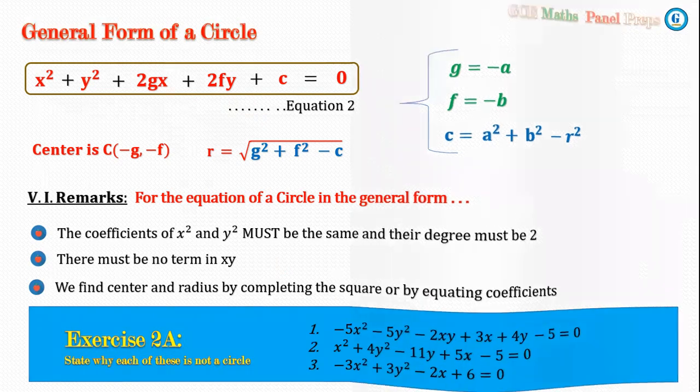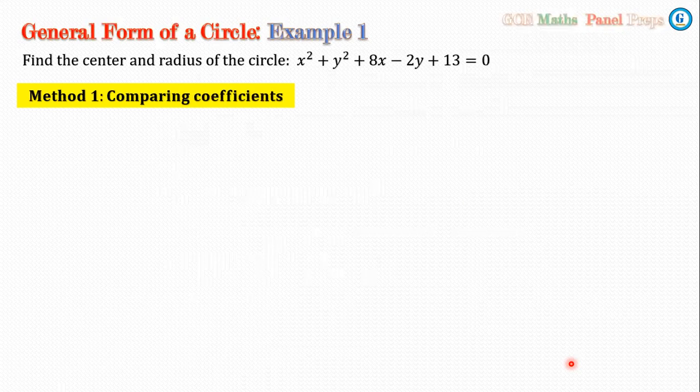Good. This brings us to the next part of the discussion. Let us look at some examples. Find the center and radius of a circle x squared plus y squared plus 8x minus 2y plus 13 equals 0. We are going to be employing two methods here. In method 1, we'll compare coefficients. Normally, this is what most students use, comparing coefficients to find the center and the radius.